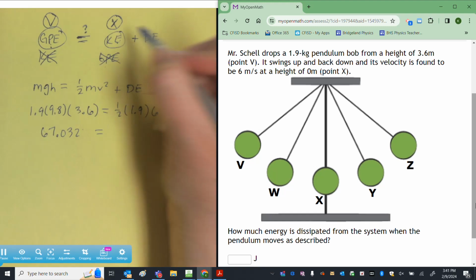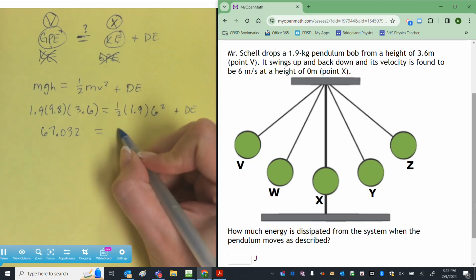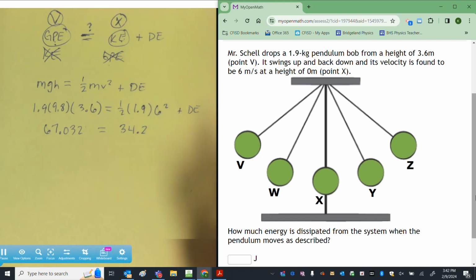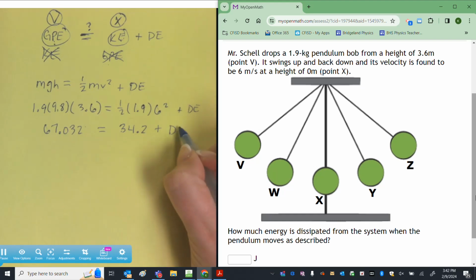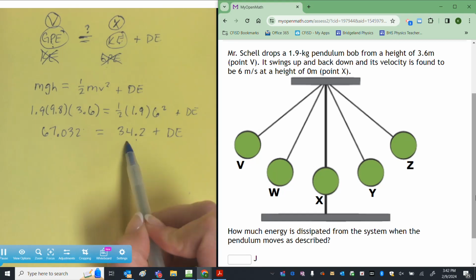This is what that calculation is. 0.5 times 1.9 times 6 squared. And we get this, 34.2. So very obviously those are not equal. Very obviously we have dissipated energy. We lost a bunch. We had 67, we have 34. So how much did we lose?